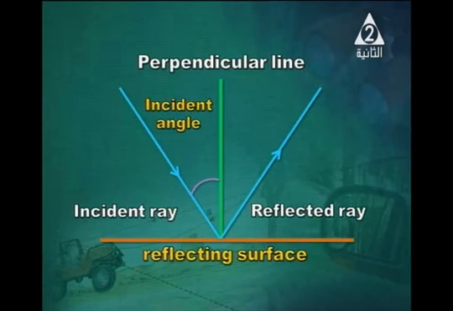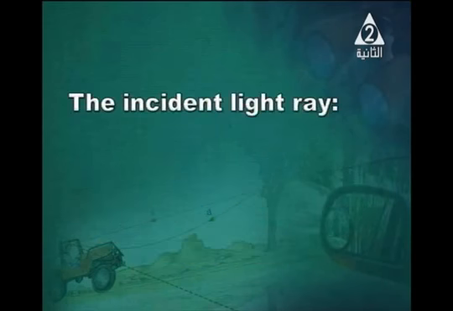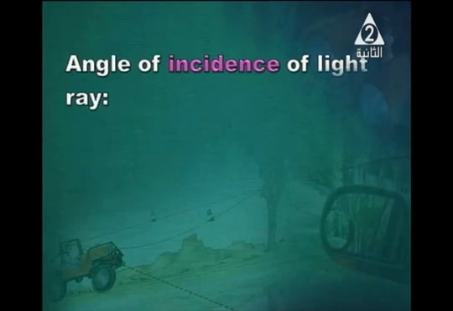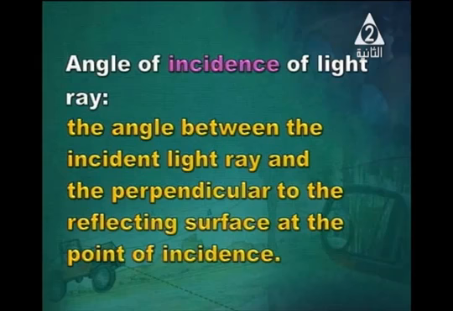The incident angle is the angle between the incident light ray and the perpendicular line, while the reflected angle is the angle between the perpendicular line and the reflected ray, all meeting at the point of incidence on the reflecting surface. What is meant by the incident light ray? It is the light ray that falls on the reflecting surface. The angle of incidence of the light ray is the angle between the incident light ray and the perpendicular line to the reflecting surface at the point of incidence.